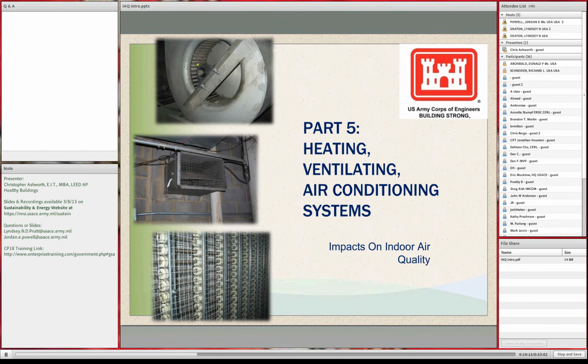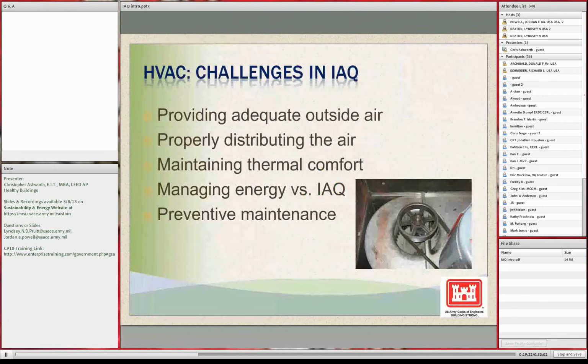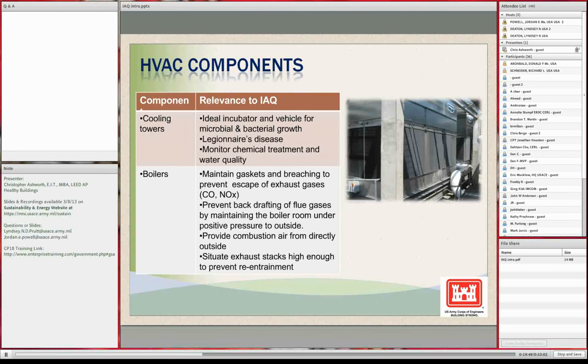And when we're talking about how we do that, we do that most commonly through HVAC systems that through the years have become more complex and better. So when you're talking about HVAC systems and the challenges of indoor air quality, this is how you dilute and ventilate these buildings, and you properly distribute the air, maintaining thermal comfort. A big part is managing your energy use along with keeping proper indoor air quality, and they're not mutually exclusive. And preventative maintenance can easily affect the energy of the building.